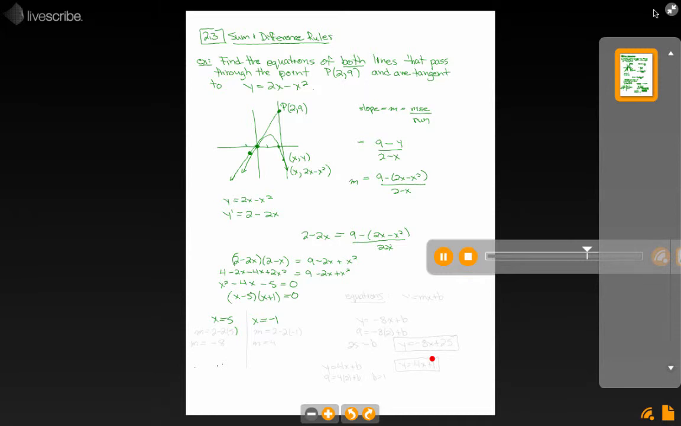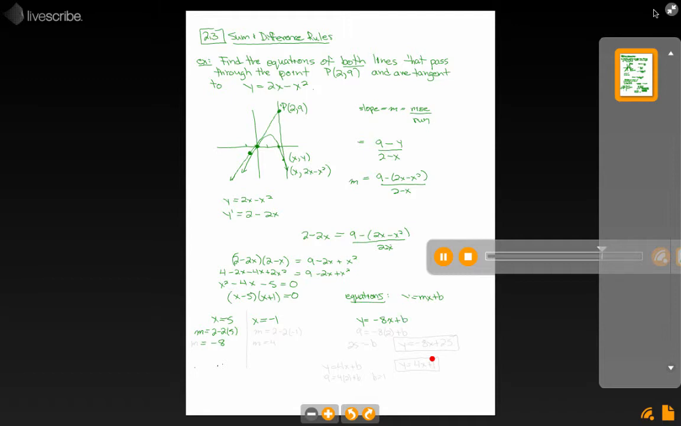I need to draw a little bit bigger graph. If we want equations of lines, remember, equations of lines we can give in the form y equals mx plus b. We can find the slope. If something is going to go through x equals 5 and I want to know the slope, it is going to be the value of the derivative, so 2 minus 2 times 5. So it equals 2 minus 10, which is negative 8. So one of my equations is going to be y equals negative 8x plus b.